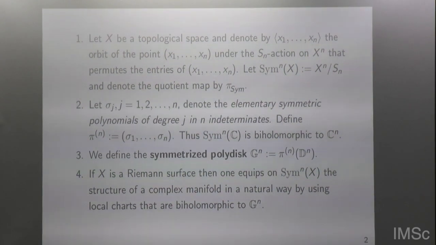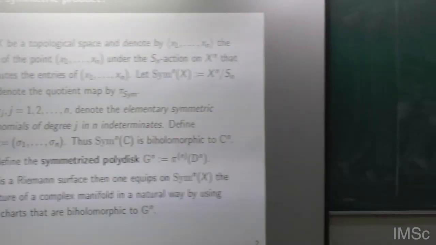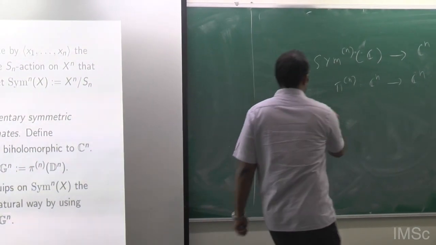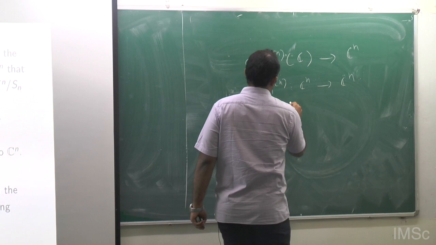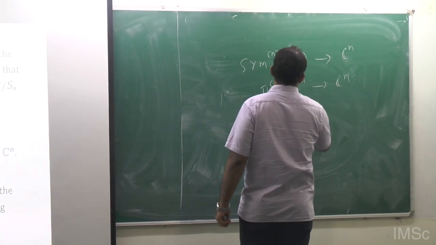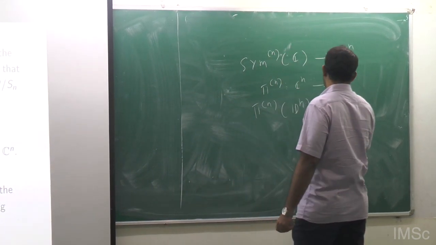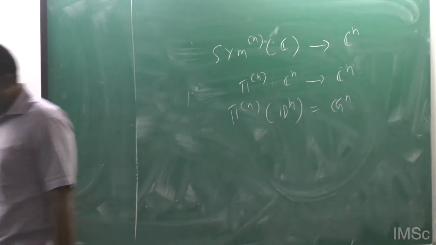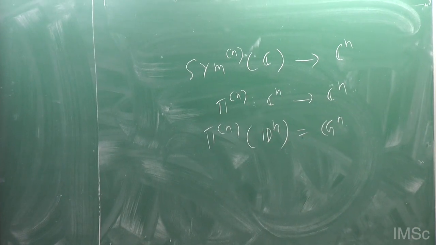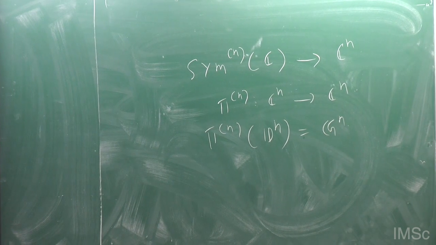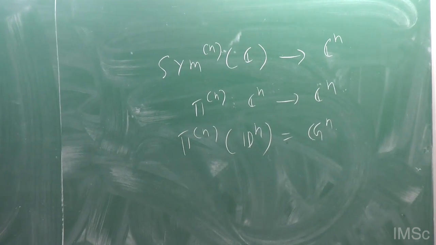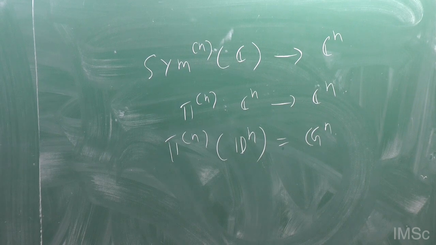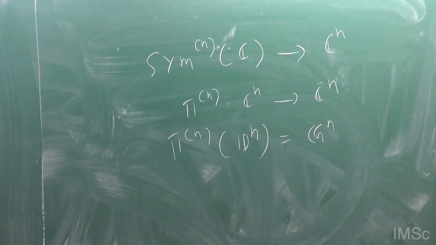One object that we define is the symmetrized polydisk, which is just the image of the usual polydisk, the n-fold Cartesian product of the unit disk. This we call the symmetrized polydisk. For the next 20 minutes I will spend motivating why the study of the symmetrized polydisk is intrinsically interesting from the perspective of complex analysis.